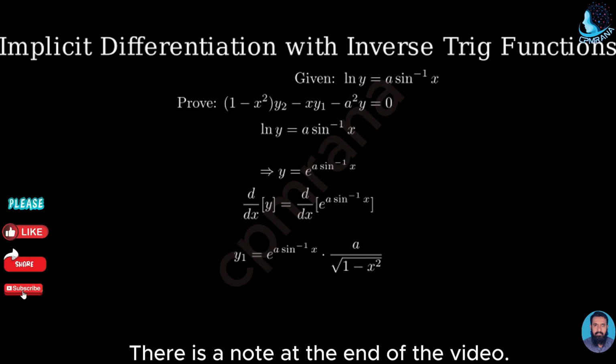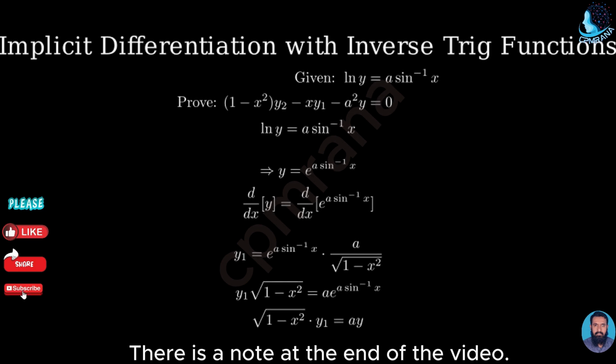The derivative of arcsin x is 1 over the square root of 1 minus x squared. Let's multiply both sides by the square root of 1 minus x squared to simplify. This gives us y1 times the square root of 1 minus x squared equals a times e to the arcsin x. And since y equals e to the arcsin x, we can substitute y back in to get y1 times the square root of 1 minus x squared equals a y.